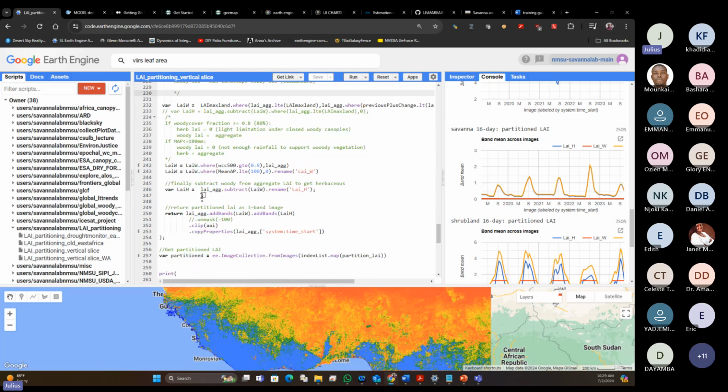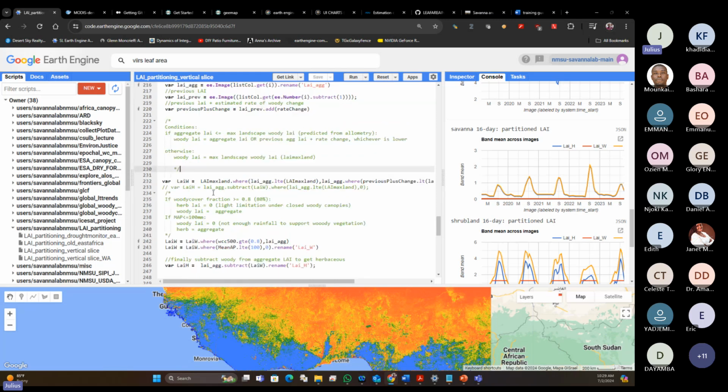And then a series of conditional statements that basically say, for example, if woody canopy cover is above 80%, we assume that it's closed canopy and there is no herbaceous layer, because there is not enough light penetrating for any ground layer to survive. So we assume that herbaceous is 0. Or like Njoki mentioned, if we are in the hyper-arid zone where MAP, mean annual precipitation, is less than 100 millimeters of rainfall, we don't expect trees to grow there, and so we set the woody to 0.